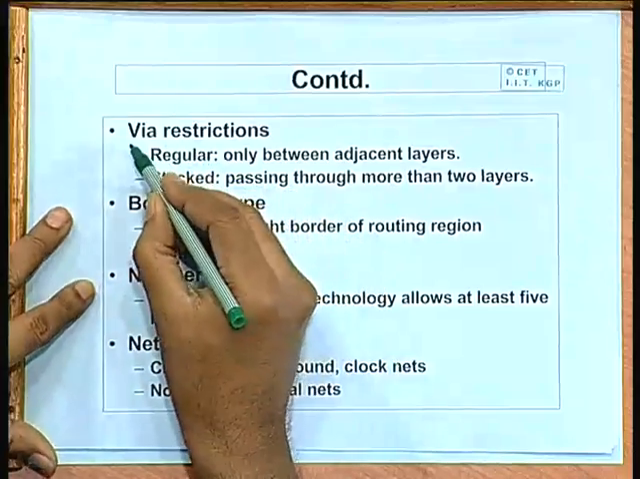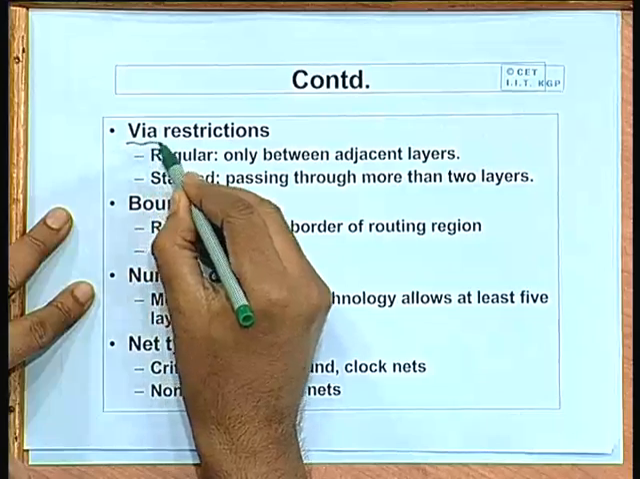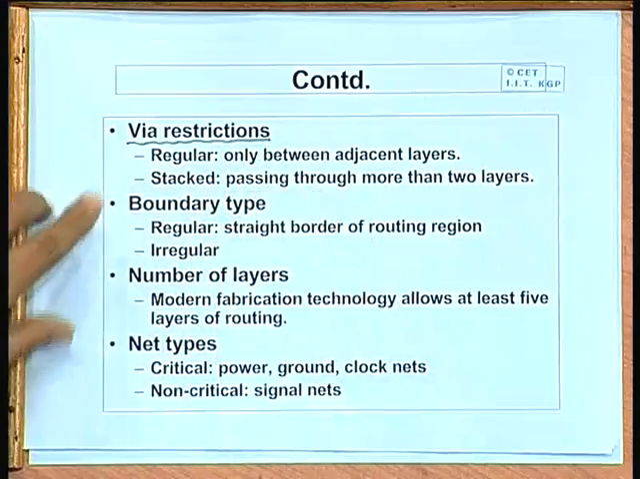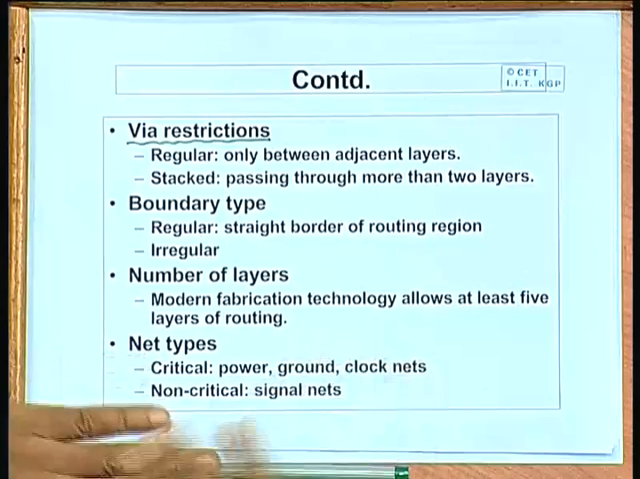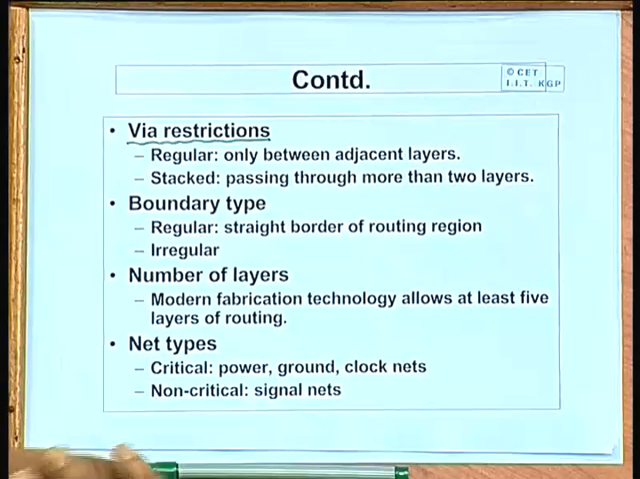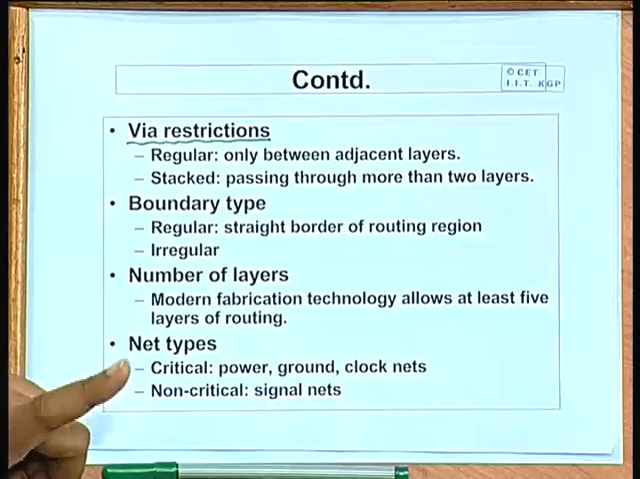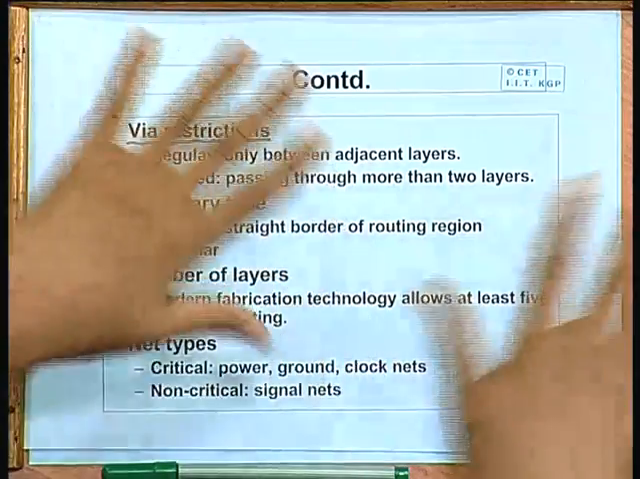There are some other issues. There is something called via connections. We had mentioned that we typically have more than one layer available for interconnection. Suppose we have layer 1 and layer 2. There is a segment of a wire running on layer 1 and a segment of the same net running on layer 2. So, in order to complete the connection, we have to make a connection between these 2 points.